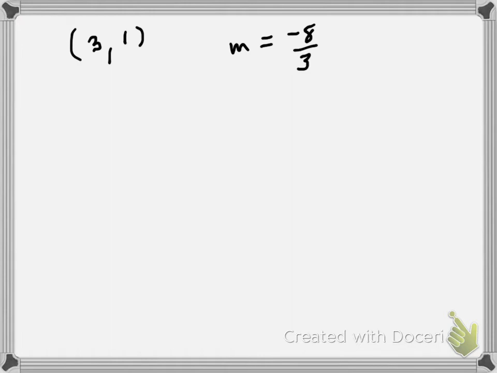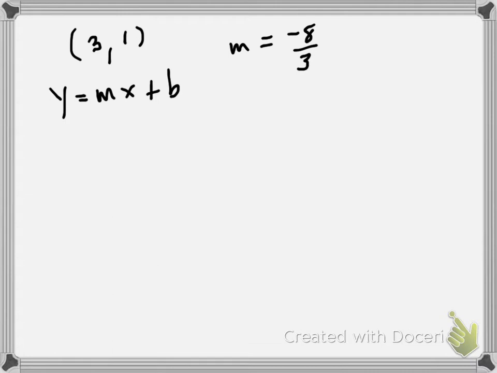Okay, so for this problem, they give me a point and a slope, and they ask me to write the equation of the line in slope-intercept form to get started. So that means we're going to be trying to fill in this y = mx + b equation. There's a few approaches we can take here.